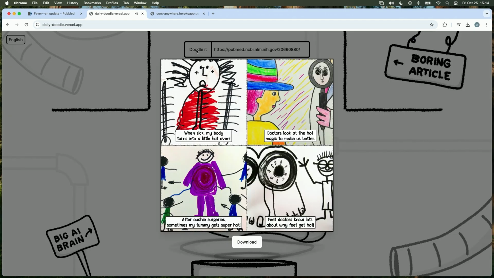Let's see. Okay. When sick, my body turns into a little hot oven. Doctors look at the hot magic to make us better. After ouchie surgeries, sometimes my tummy gets super hot. Oops. Feet doctors know lots about my feet get hot.